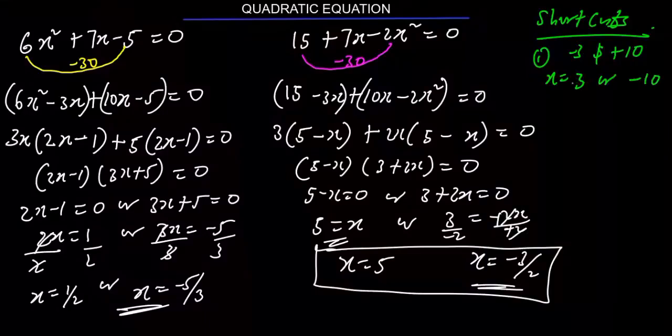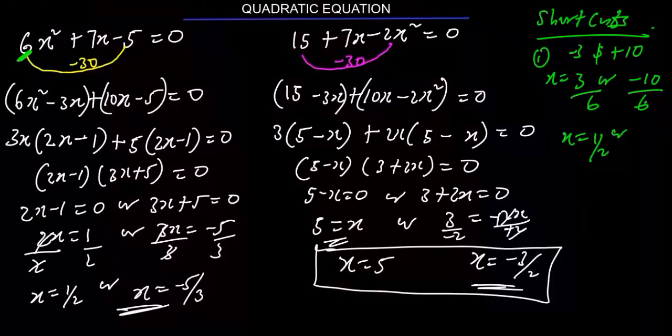After changing the sign, what will you do? Remember, this one has a coefficient, and the coefficient is 6. Then divide your result by that 6. So what will I have? x is equal to what? 1 over 2. Or, 3 over 6 gives 1 over 2, and 10 over 6 gives 5 over 3, so minus 5 over 3. And see, same answer as this. Do you observe that? They will give you the same answer.